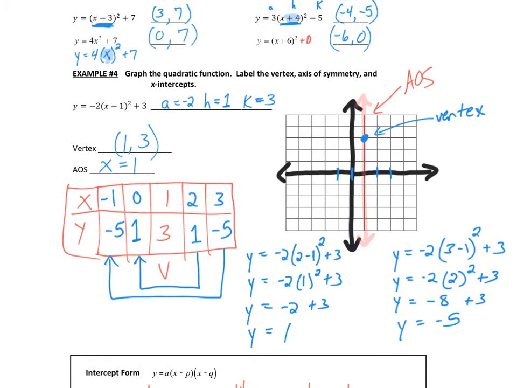So really the only numbers we had to plug in to our equation were those two, because we already knew the vertex. And we know that the other side is symmetric, so that it's going to be 1 and negative 5.